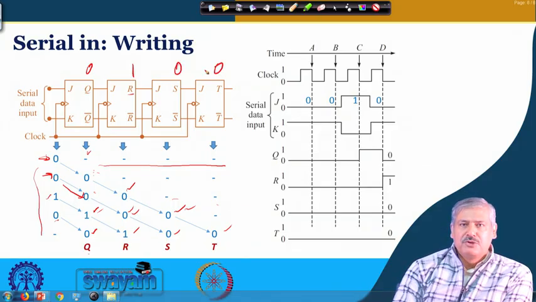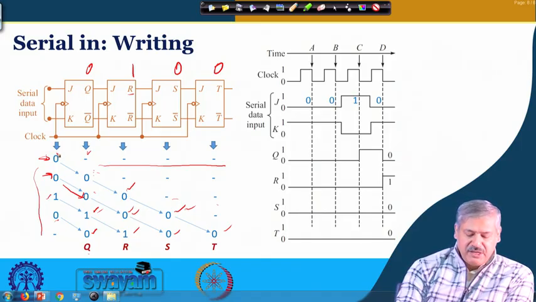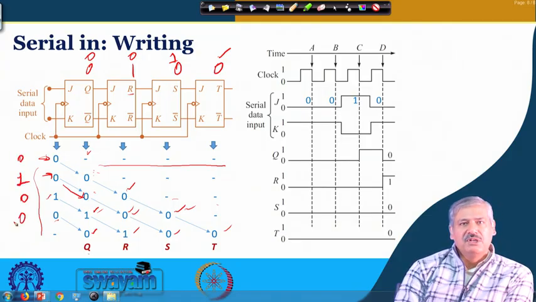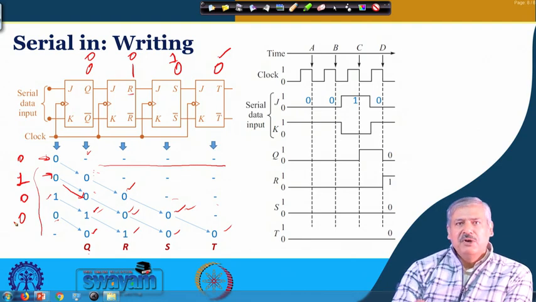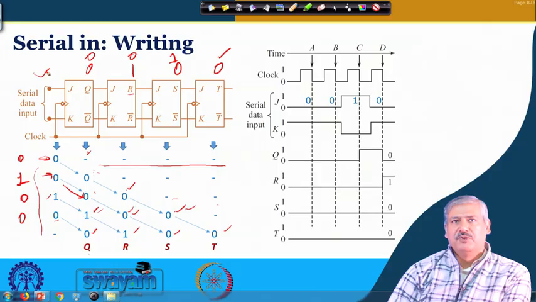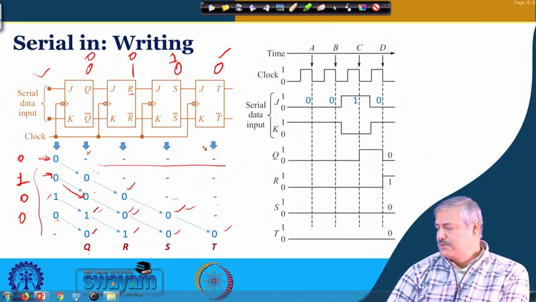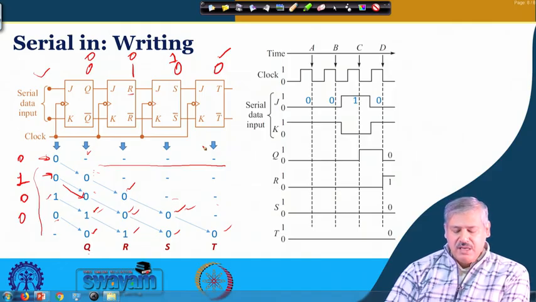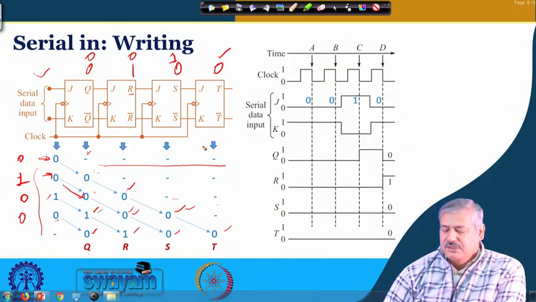So, if you want to store, say, 0, 0, 1, 0, you can imagine that first you have to give 0, then 1, 0, 0. So, if it is 0, 1, 0, 0 kind of thing, next you have to give 1, then you have to give 0, then you have to give 0. Okay. So, this is the way you have to plan your entry of serial data input, okay, depending on what you want to store here. Is it clear? Okay.